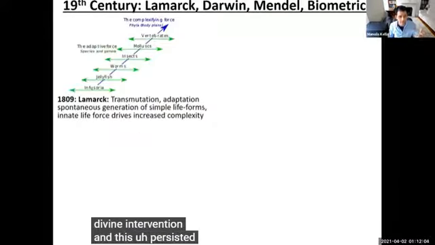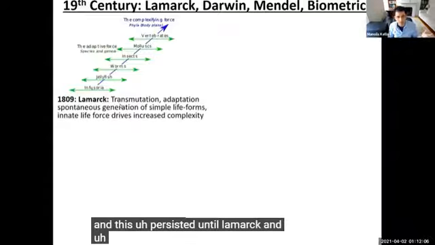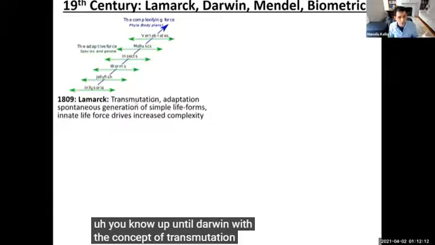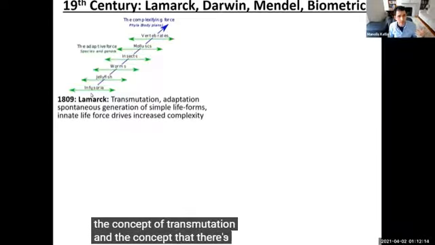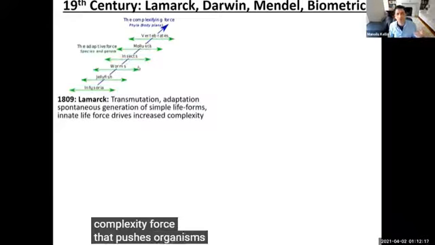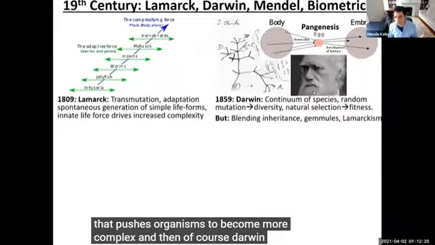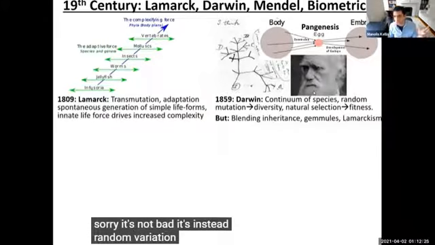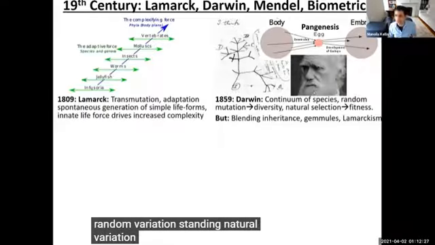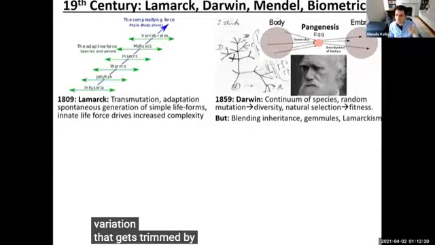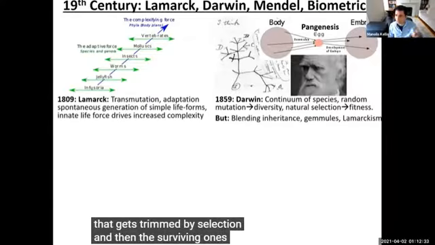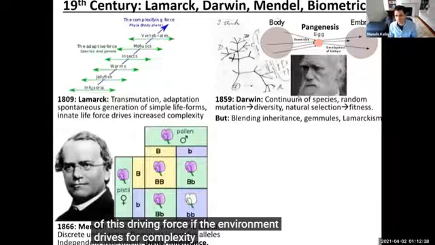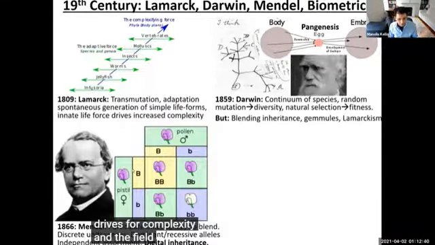And this persisted until Lamarck and up until Darwin, with the concept of transmutation and the concept that there's a complexity force that pushes organisms to become more complex. And then, of course, Darwin comes along and says, sorry, it's not that. It's instead random variation, standing natural variation that gets trimmed by selection. And then the surviving ones give the semblance of this driving force if the environment drives for complexity.